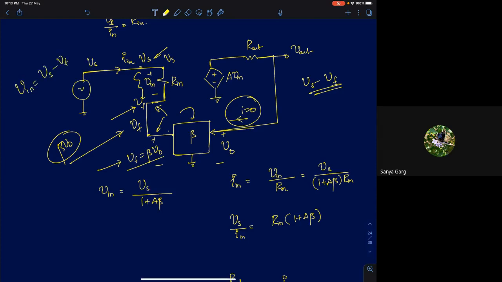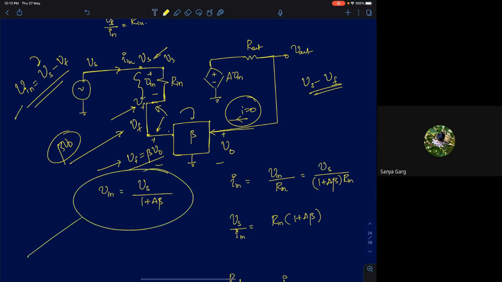Now can you tell me what will be Vin in terms of Vs? Because Vin is an error signal, and we already saw in the beginning of the lecture how you can express the error signal in terms of the input signal Vs. So Vin will simply be equal to Vs upon 1 plus A beta, right? This is something we already discussed. So Vin will be equal to Vs upon 1 plus A beta, so I'll directly use this. Iin is the input current, which I'm calling the input current flowing through the amplifier.